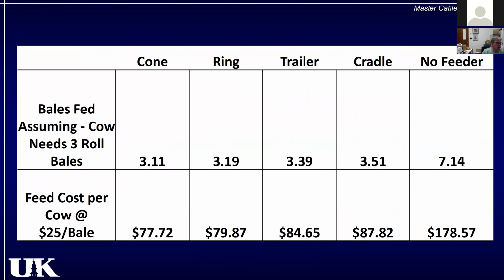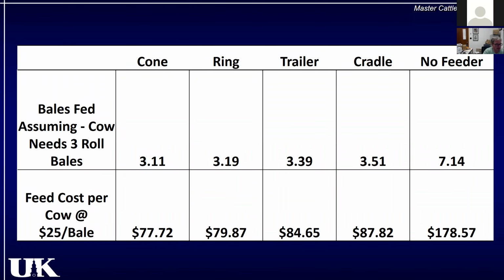So if you want to put logistics to this and also money, then here's the table for that. This is counting in the amount of waste that these cattle create on these feeders. So if you would normally feed 3 round bales to a cow over a winter feeding season, with the waste included, instead of feeding 3, you're going to feed 3.11 with a cone, 3.2 with a ring, 3.4 with a trailer, 3.5 with a cradle.